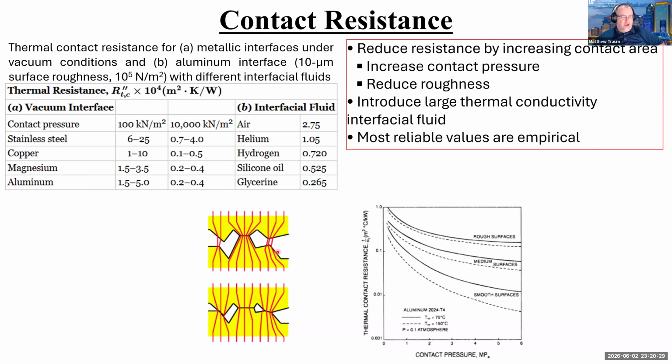And so one of the tricks that people do to try to reduce thermal contact resistance is to just pressurize the two sides, right? Push them together, put them in a clamp, push them together. So I say here, reduce resistance by increasing contact area, which you can either do by increasing the pressure or by reducing the roughness.